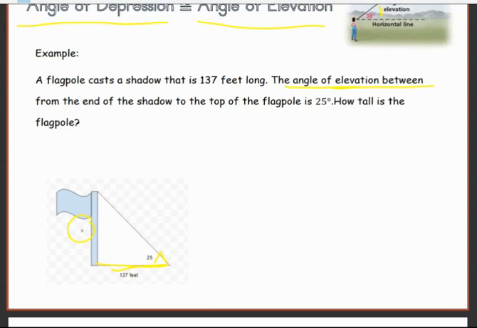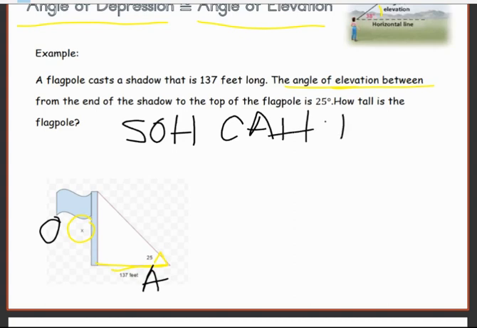Now remember, when we're labeling for trig, we're thinking about SOHCAHTOA. We're thinking about where our angle is. So our angle is at the bottom. So next to it, that 137 is my adjacent side. And across from it is my opposite side. So thinking back to SOHCAHTOA, which trig function am I going to use? Well, I have an O and an A, so I'm going to be using tan.